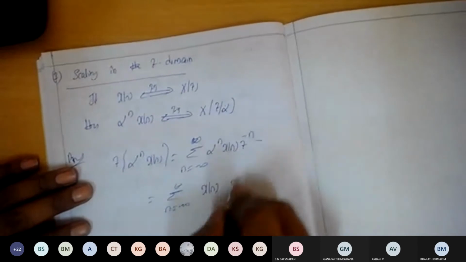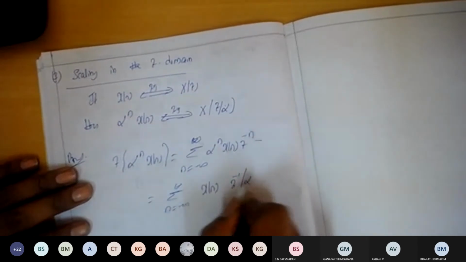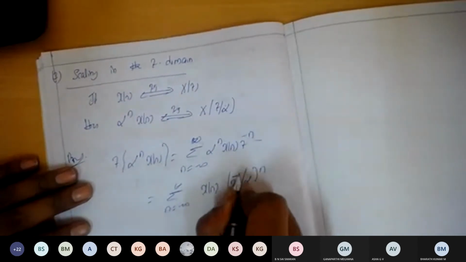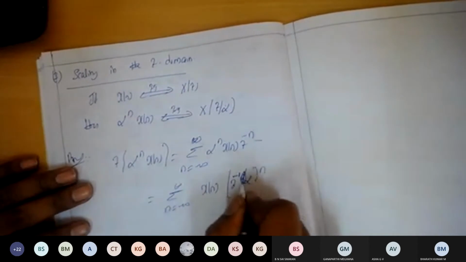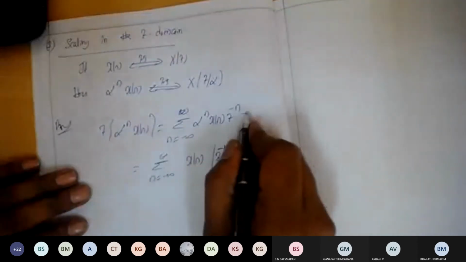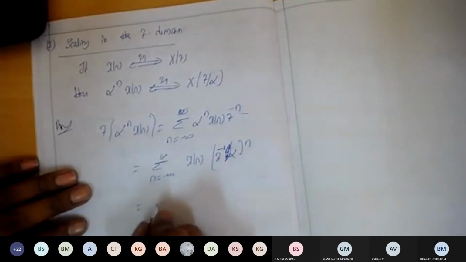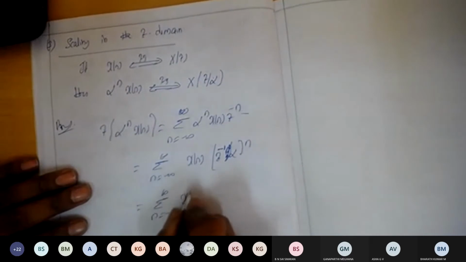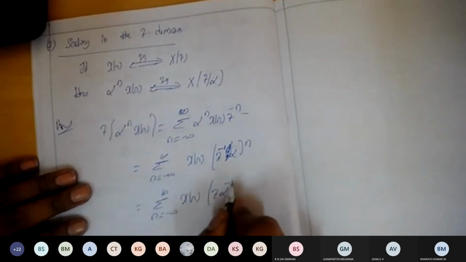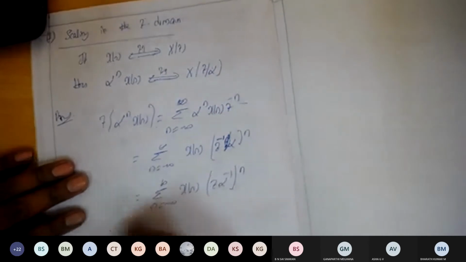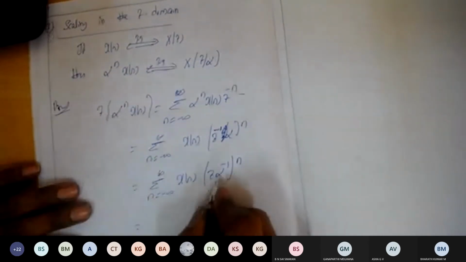So in place of here, n is common. So here z inverse into alpha to the power of n. Sorry, z inverse into alpha to the power of n. So here, in order to have the z transform, we should have minus n there. That's why I'll take minus common here. So it has become summation n equals minus infinity to plus infinity x of n into z into alpha inverse to the power of n.